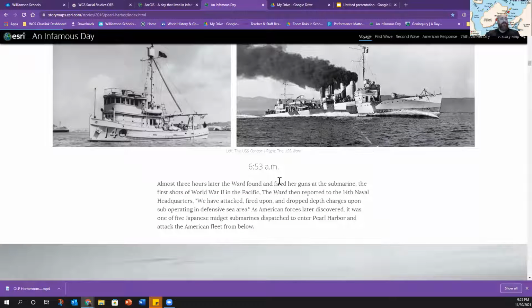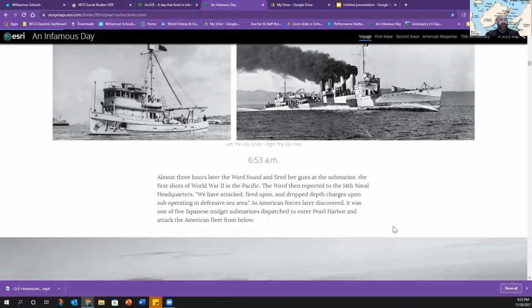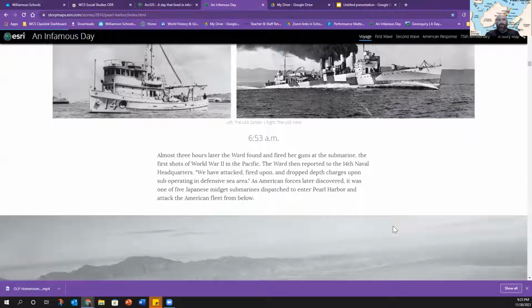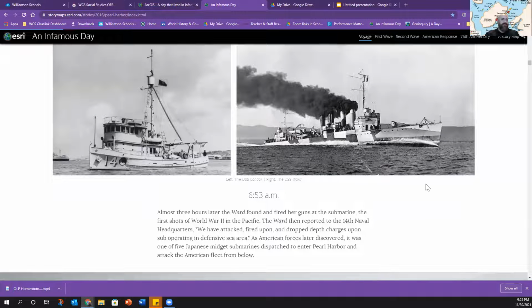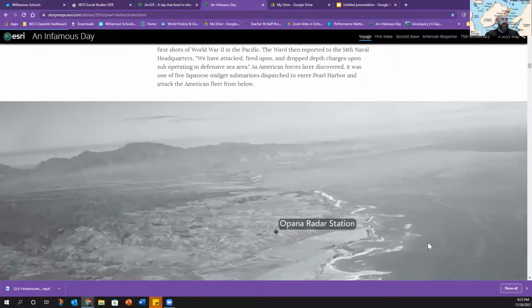And so they dropped depth charges, they fired on the sub, right? But still, I think that would have been like a serious warning at the time. There's a destroyer there, right?